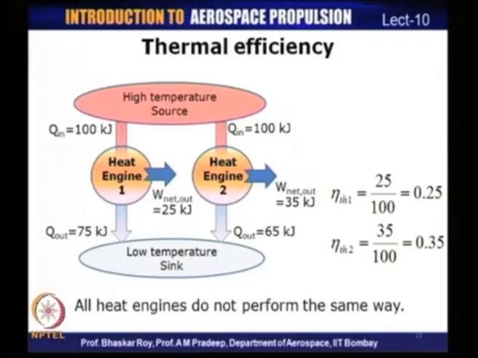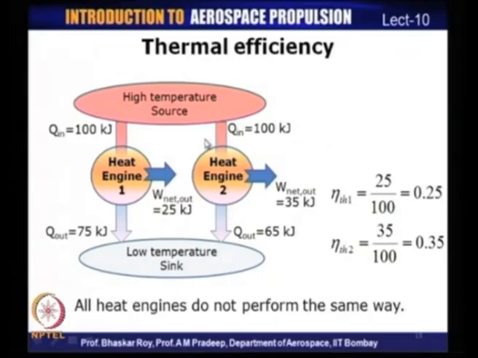Now, to illustrate this example of thermal efficiency, let us look at two heat engines which are operating between the same temperature source and sink, but both of them generate different amounts of net work output. For the first heat engine, it receives, let us say, a heat input of 100 kilojoules. It generates a net work output of 25 kilojoules and rejects 75 kilojoules to the sink. Therefore, the thermal efficiency of this heat engine will be W net out divided by Q in, that is 25 by 100, that is 0.25.